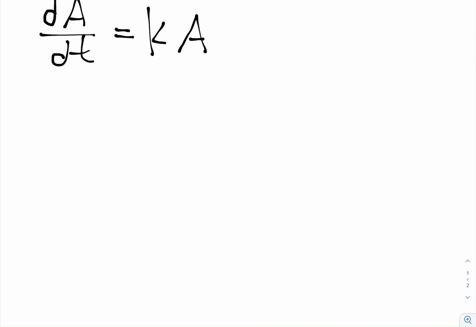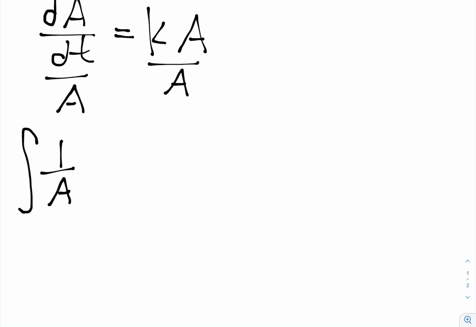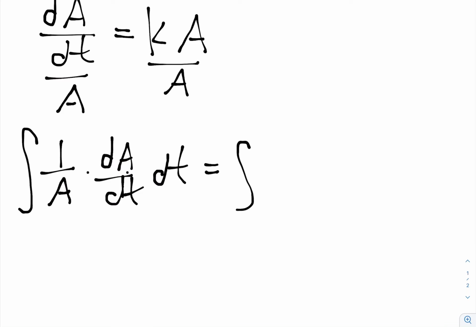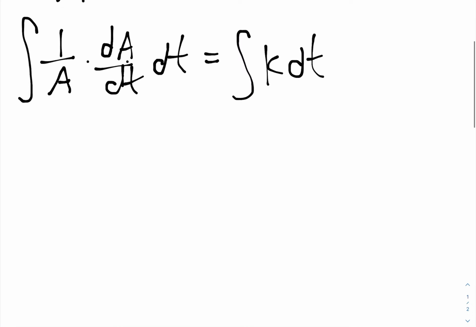So if we have dA by dt equals kA, we divide both sides by A, if we're trying to solve for what k is. Then if we integrate both sides, we take the integral of 1 over A times dA by dt, with respect to t, so it's dt. This equals the integral of k dt. We're taking the integral of both sides with respect to t. All right, now what's the next move?